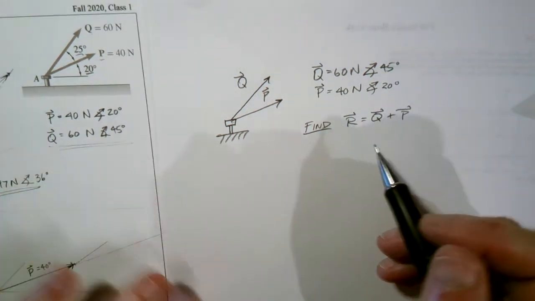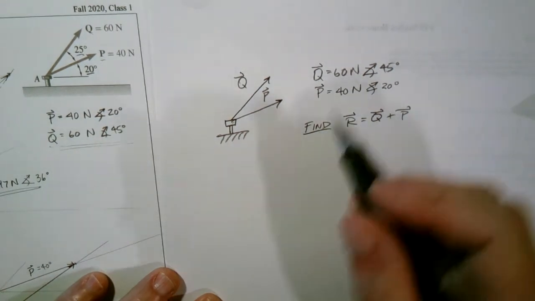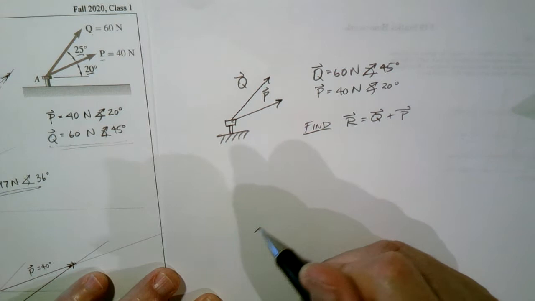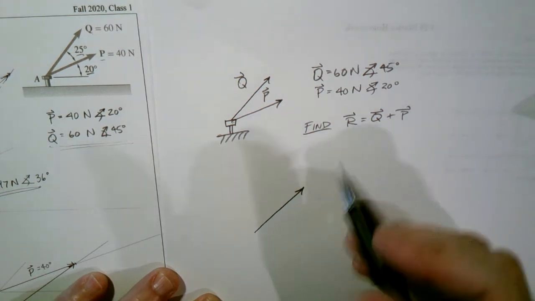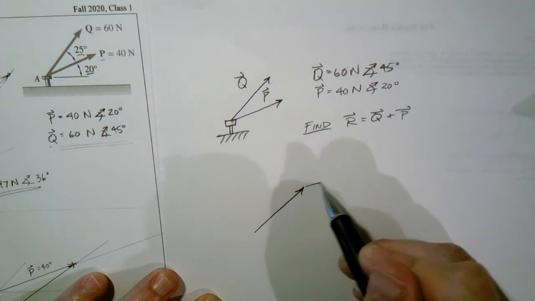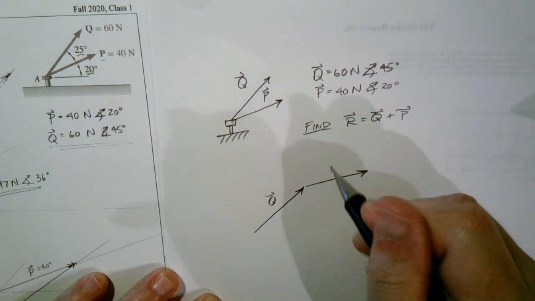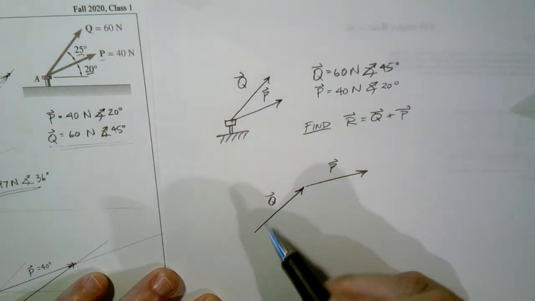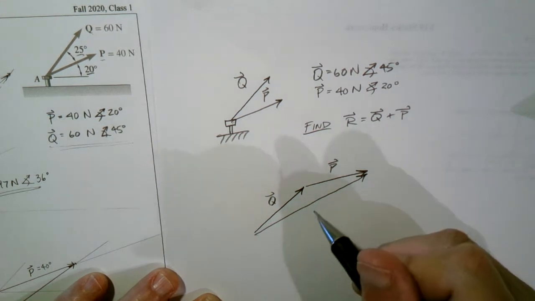But I want to do it by way of trigonometry. So I take this out, and I don't have to be perfect with my lengths. I just want to be pretty good. So here is Q, and here is P. And then I know that this right here is going to be R.